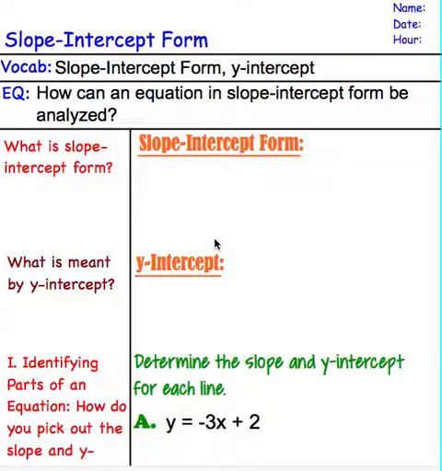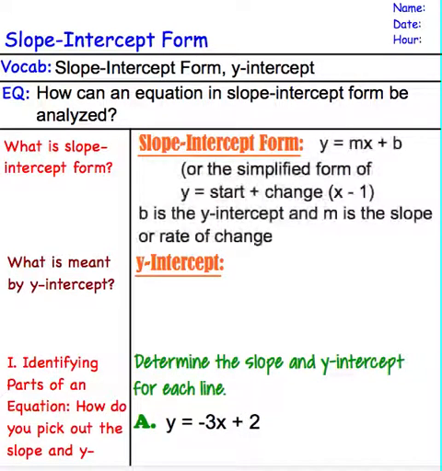To start off, we first need to talk about what slope-intercept form is. Slope-intercept form is going to be y equals mx plus b. It's basically the simplified form of the y equals start plus change times x minus 1 from learning target 14, because if you recall, when we distribute the change to the x and to the minus 1, it results in putting it in standard form, combining like terms to get something similar to y equals mx plus b.